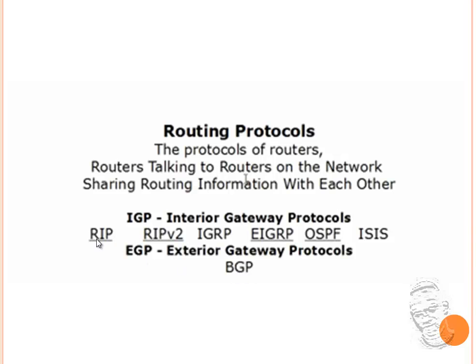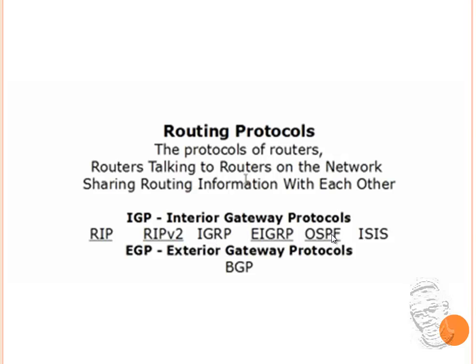Right? RIP is Routing Information Protocol, and there's a version 2 of it because RIP is the oldest routing protocol in the book. IGRP and EIGRP are Cisco proprietary protocols. Cisco developed those protocols. However, for the CCNA exam, we're only going to focus on the EIGRP protocol versus the IGRP protocol, because that is no longer being tested.